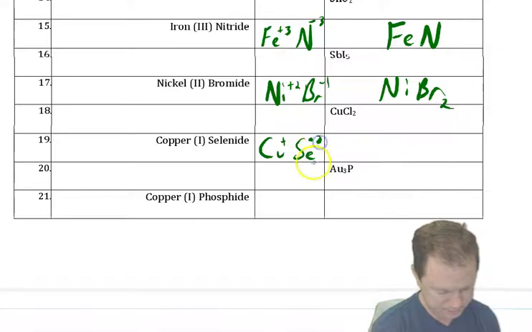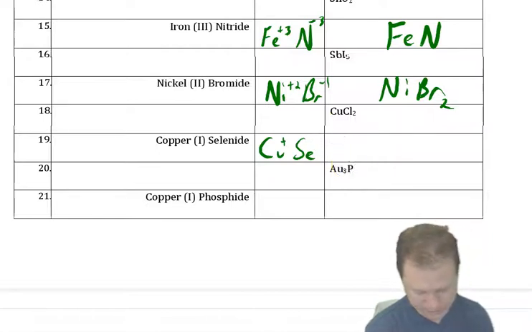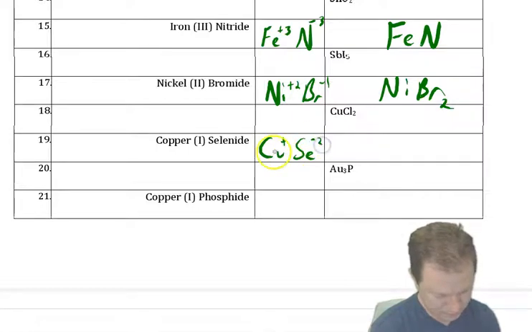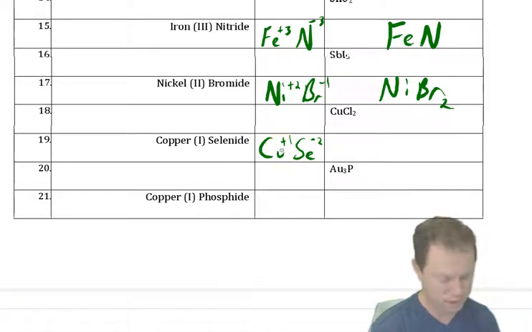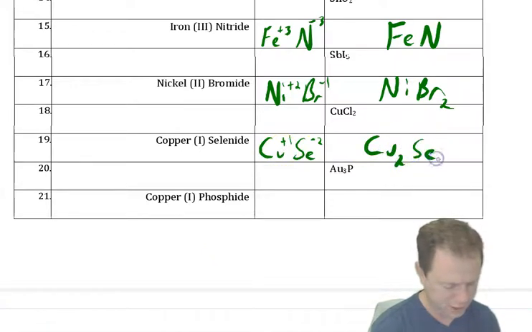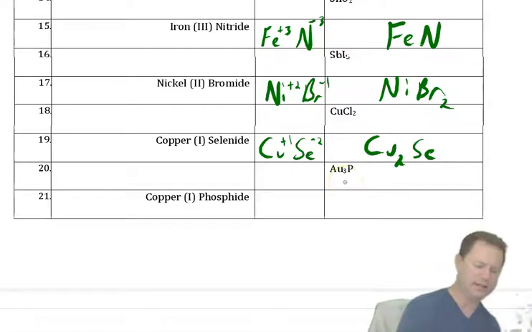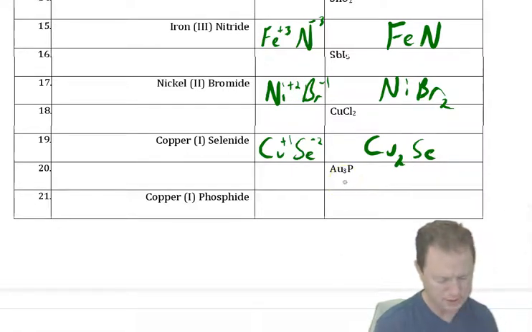Se minus 2. Funky looking negative there. You can probably think about this one as I'm erasing: a 1 and a 2. I'll put the 1 in there. The 1 and the 2 have to meet at 2, so I have to boost up the copper. I need 2 coppers for every 1 selenide, so it's a 2-to-1 ratio.